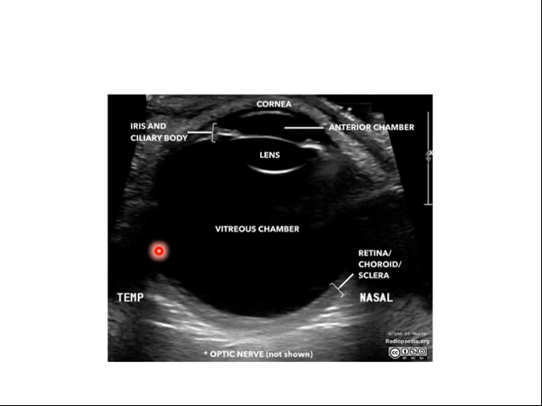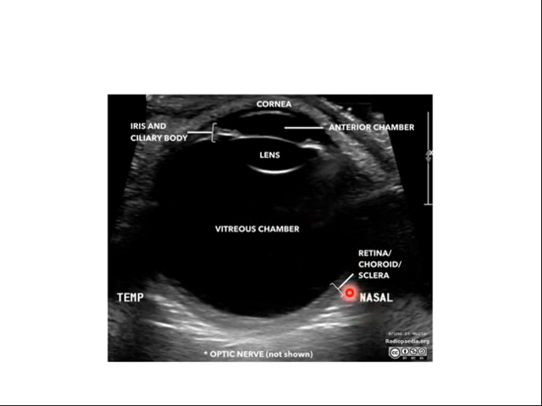Here is the ultrasound of the eye. The outer clear part is the eyelid. This hyperechoic layer is the eye gel. This is the eyelid, and beneath it, this echogenic line is the cornea. Beneath it, the anterior chamber. Here are the iris and ciliary bodies, and this is the lens, anterior capsule, posterior capsule, and this is the vitreous chamber. It should be clear.